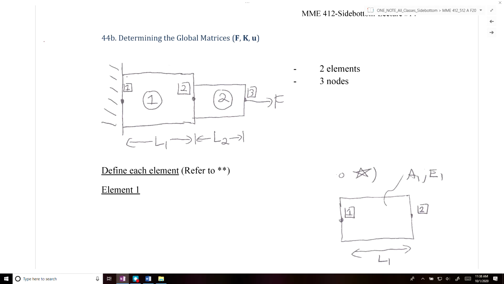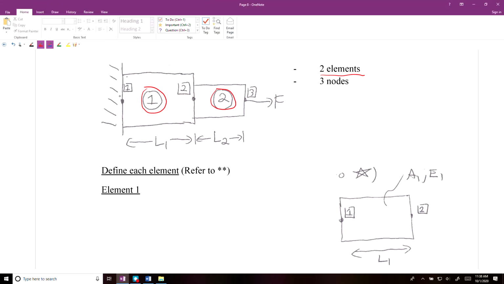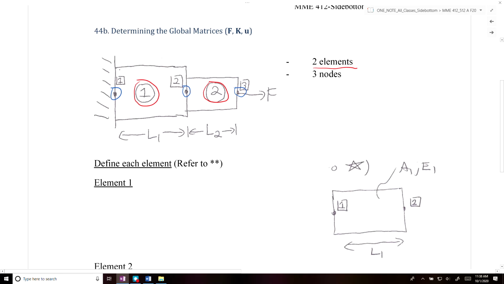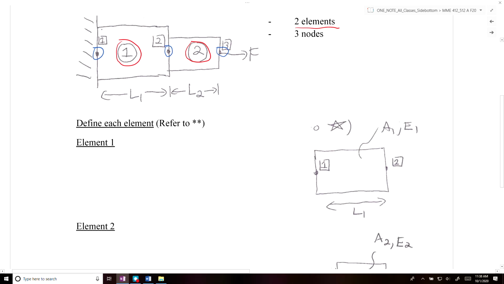So, in this example, we have two elements, element 1 and element 2, and we have three nodes: node 1, node 2, and node 3. Note that node 1 is only part of element 1, node 2 is shared by element 1 and element 2, and node 3 is only within element 2. Alright? So we're going to define each element using the following equation.